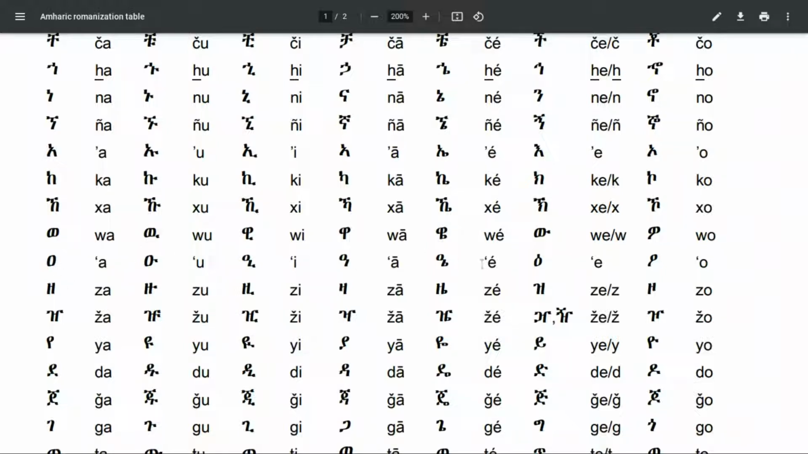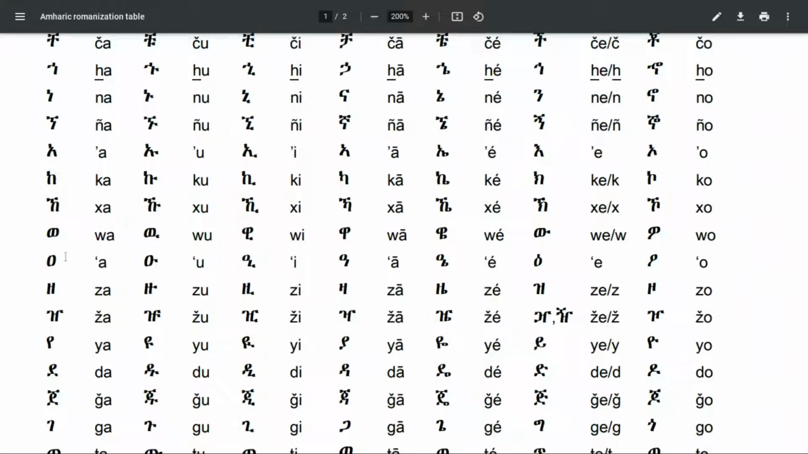A, u, i, a, e, e, o. There are 2 types of A. The first one is this, and we use it always. A, u, i, a, e, e, o. But there is another A. A, u, i, a, e, e, o. And we pronounce it the same as we pronounce this one.